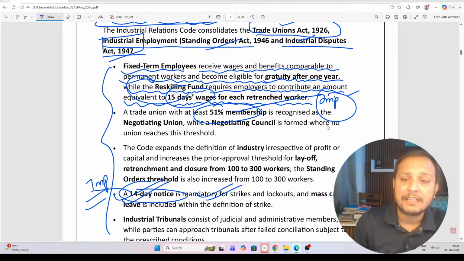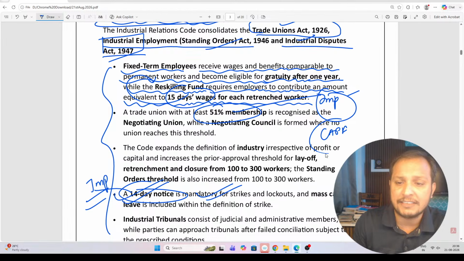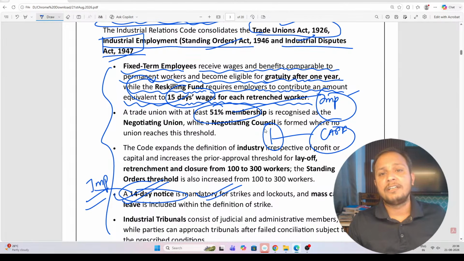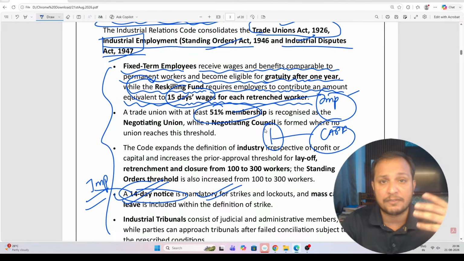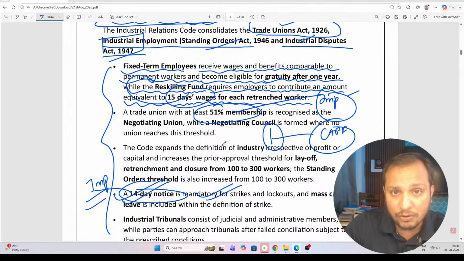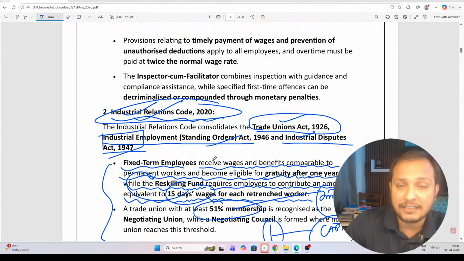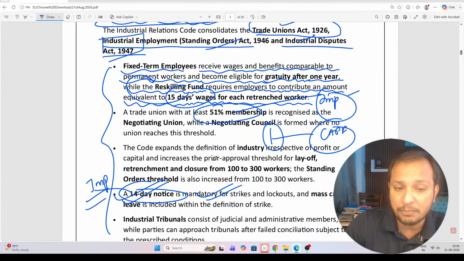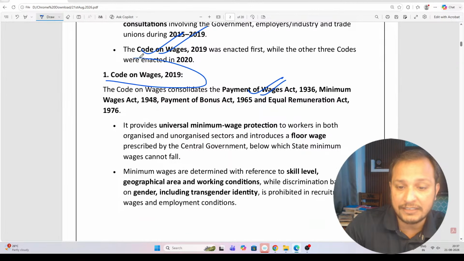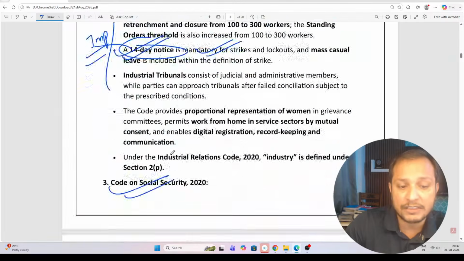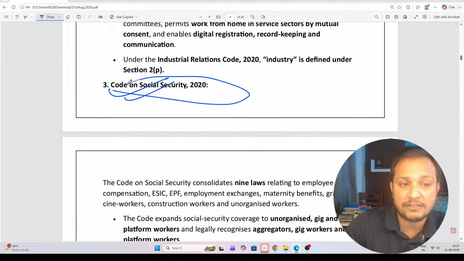Recently there was the CAPF examination. I think in CAPF there was a question on the industrial relation code. Okay, so there can be questions in the future on all the 4 codes. Since this industrial relation code is in news, you should prepare about it, but you should also prepare other codes like code on wages, then code on social security. You can see code on social security, this is also in news.